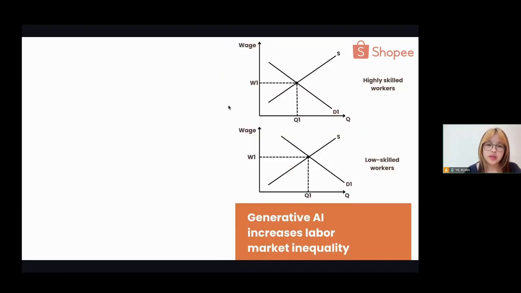Scenario 2. Generative AI to increase labor market inequality. In this situation, the demand curve for high-skilled workers may shift to the right, leading to increased wages. Low-skilled workers being replaced by AI, causing the demand curve to shift to the left. Low-skilled workers may face income decline or unemployment, thereby increasing labor market inequality.